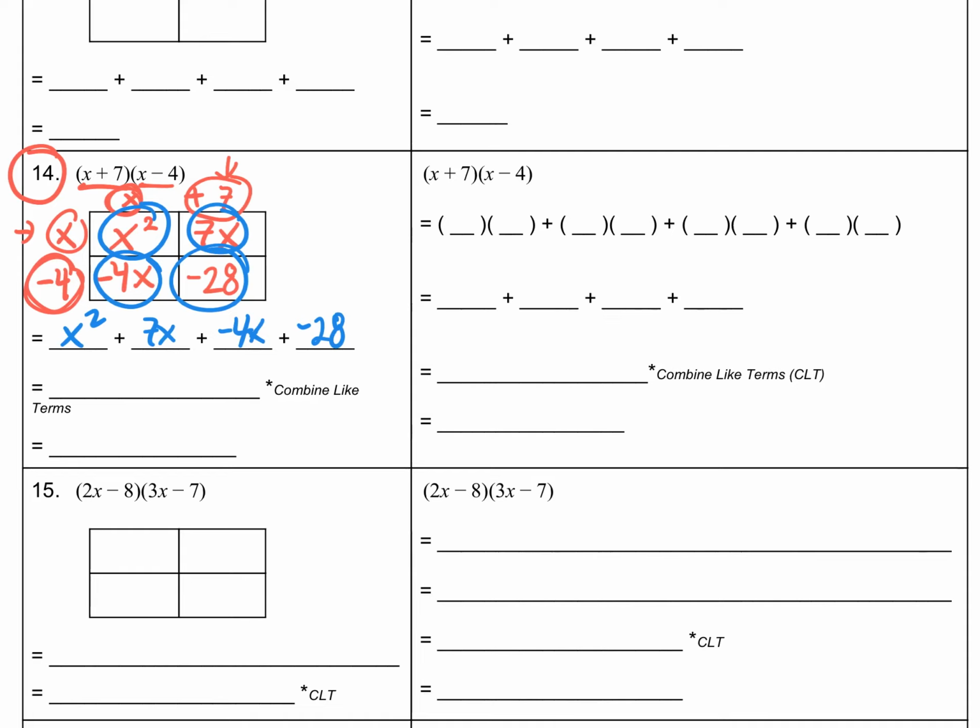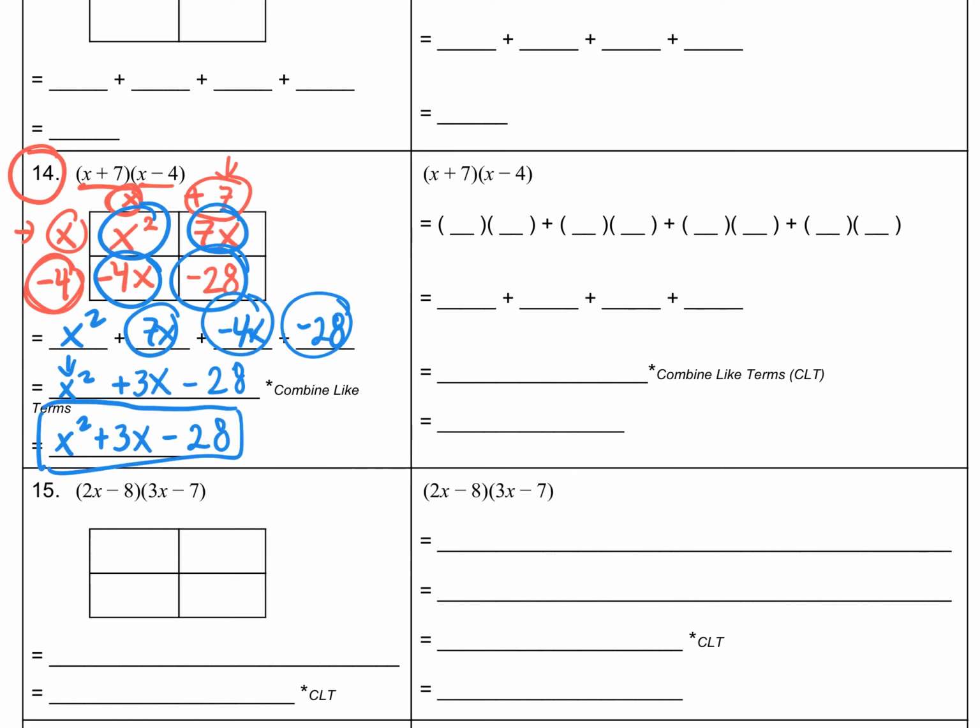And then we're going to combine like terms just like what we did with adding and subtracting. For x squared, there's no other x squared, so I'm just going to copy that down. But for 7x and negative 4x, I can combine that. That's going to give me 3x and then minus 28. And this is our answer in standard form. Now this is doing it using the generic rectangle or box method. I can also do it by using the distributive property.